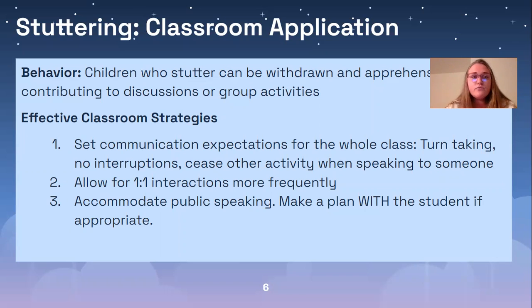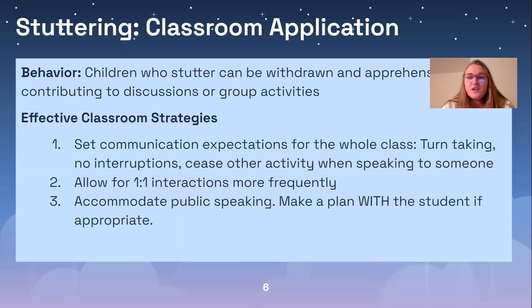What you'll see in the classroom for students who stutter can be withdrawn socially and also academically, and kind of apprehensive to collaborate and contribute in class. This can be due to anxiety about their stuttering. So some strategies you can use to effectively teach these students are to set communication expectations for the whole class. You don't want to just single out that one student and say, hey, when you're talking to so-and-so over there, make sure you talk like this. You're going to want to make it a classroom rule for everyone, universal.